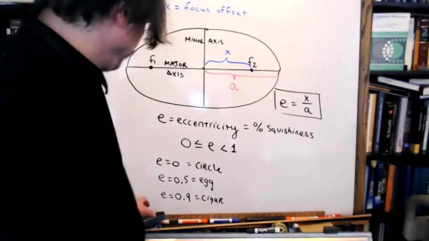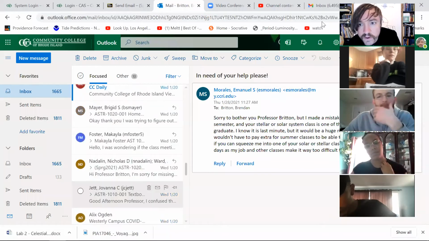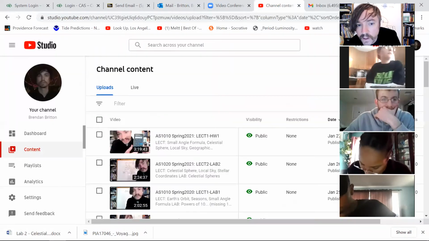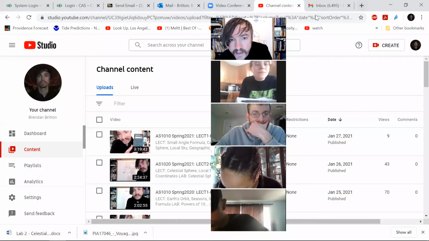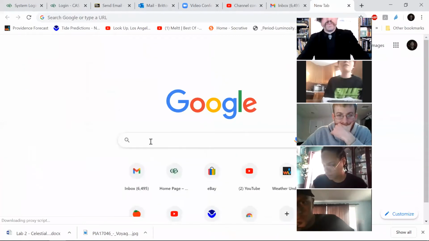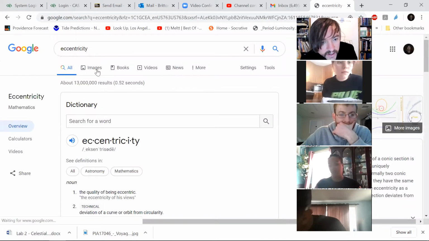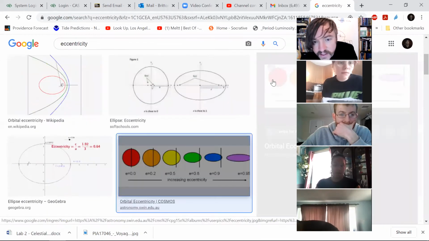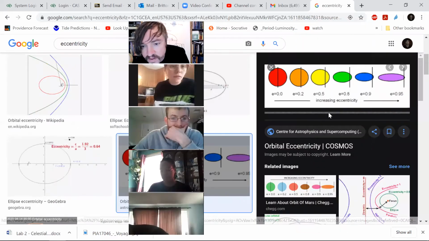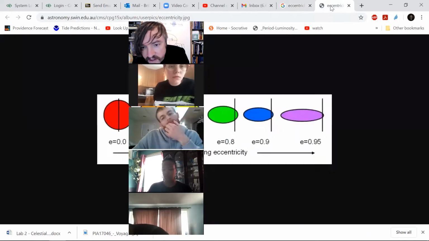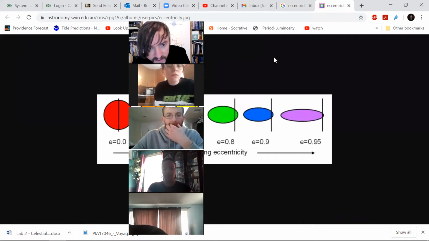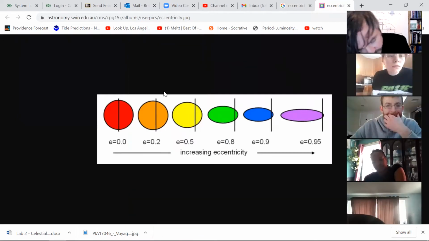I'm erasing now. Oh, wait, no, before I erase, let me show you a nice illustration here. Let's just go to Google for a quick second and type in eccentricity. There's a little, this is what I want. It's not a great diagram, but it kind of gives you a sense. I want to show you guys what some different ellipses look like of varying eccentricities.